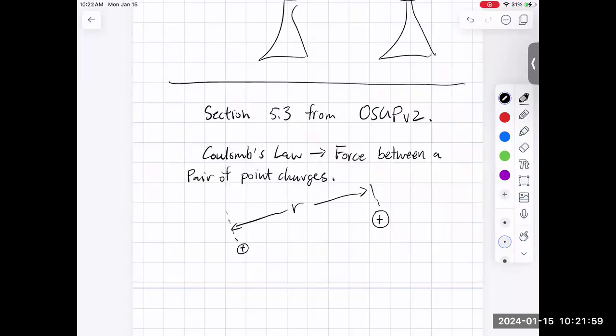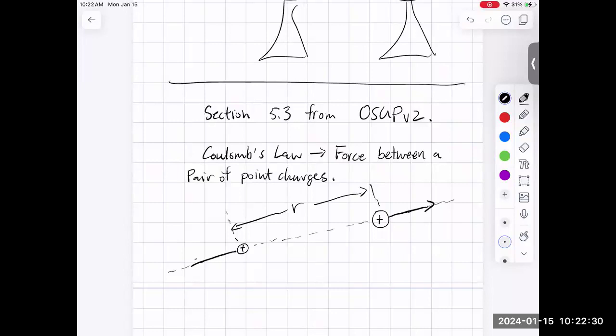Okay, so the first thing we know is that like charges repel. So the way that I've drawn this, these forces are going to act directly away from the line that joins these two charges. So if this is the line that connects the two charges, repulsion means that the force will act along this line and will tend to move the charges further away from one another.